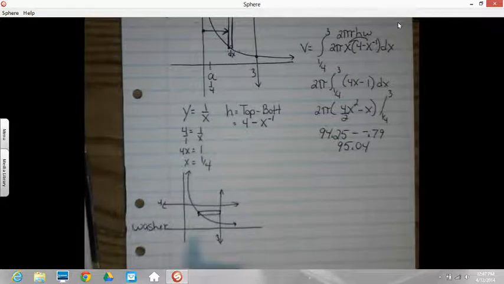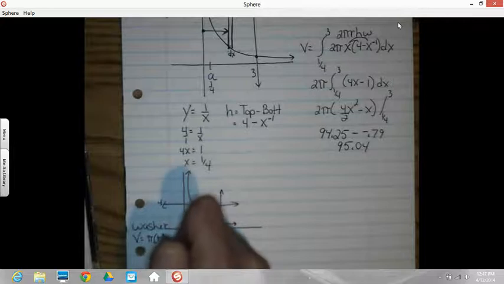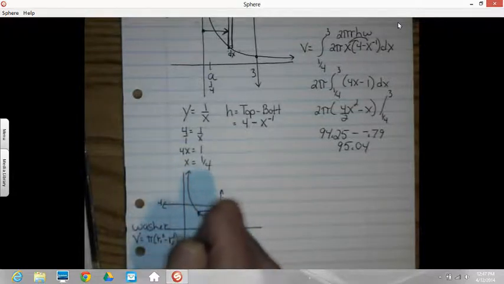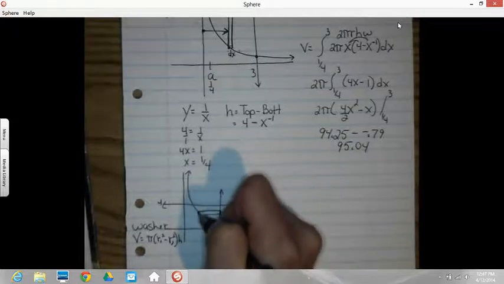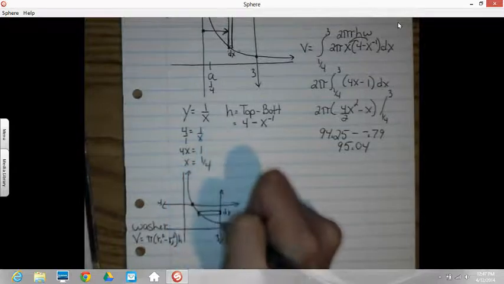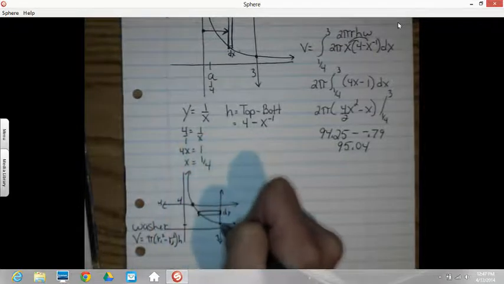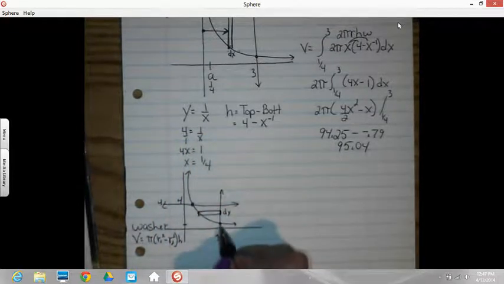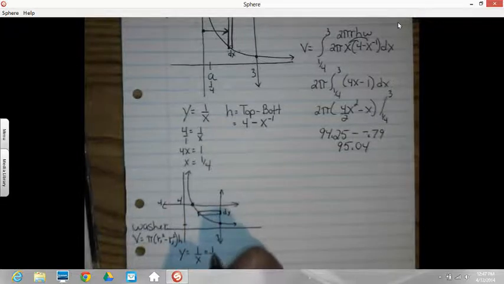The washer formula, remember, was pi times r1 squared minus r2 squared times height. Right away I like to know what letters I need. This little distance here tells me dy, because it's a change in y, so I know I want all y's. So now my intersections, here and here, I want the y values. This one I have, the y value is 4. This one I've got to find, but I know the x value here is 3. So if I go y equals 1 over x, and I know x is 3, y is going to equal 1/3.